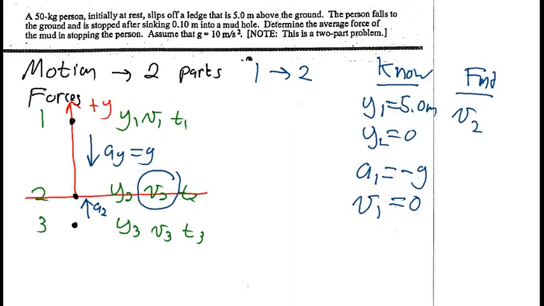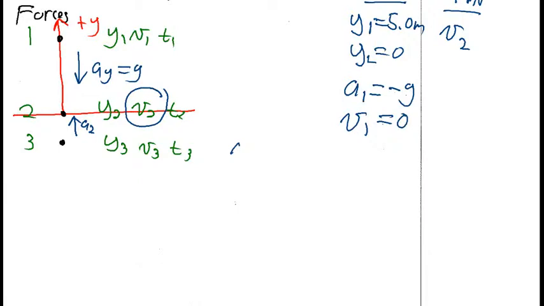Alright, so we need to use one of the kinematic equations. We don't know anything about time, so we don't want to use any of the equations that have time. We don't know it, we don't particularly care. So there's only one equation that doesn't have the time, and that's the one that has the squares in it. So I would write down that v2 squared is equal to v1 squared plus 2 times a1 times y2 minus y1.